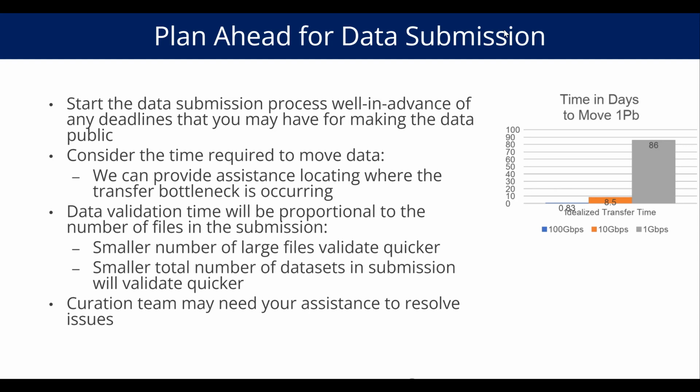And principally the reason why is because if the larger submission runs into a problem, it's going to stop the submission process. And the things that have validated prior to that data set will not be able to be made public. Whereas if there are smaller submission packets, data that has passed validation can be made public much quicker.